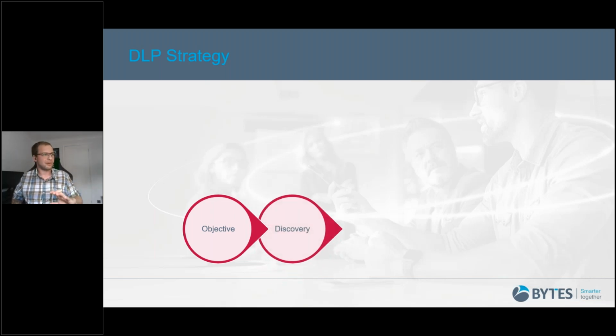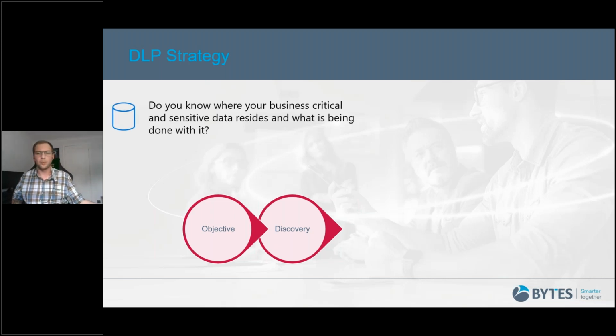There is no point in throwing loads of DLP controls at something without actually understanding where our business critical data is and where our sensitive data is. So we need to do that data inventory. We need to do that data discovery piece to really understand, okay, we've got some data in SharePoint, some data on our file share, some data in OneDrive or an Azure storage account, and we can start inventorying this.